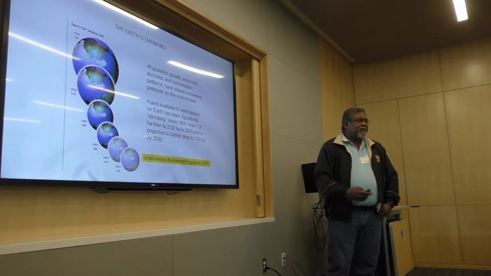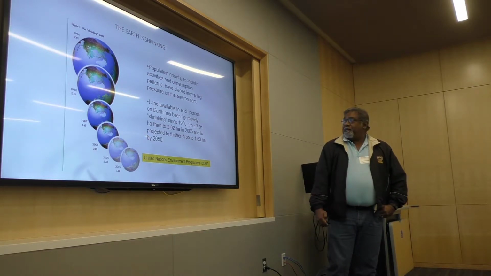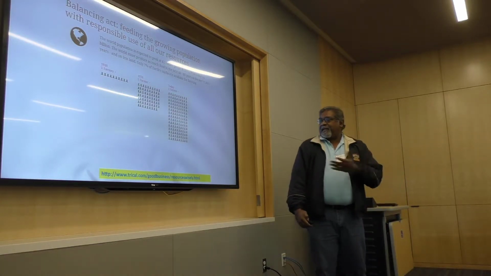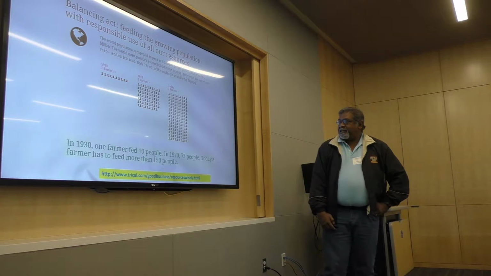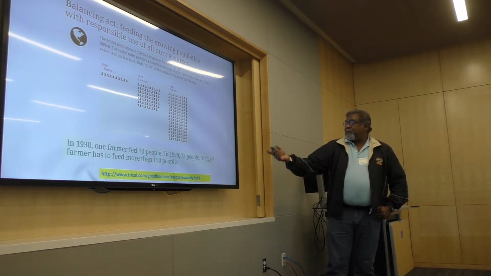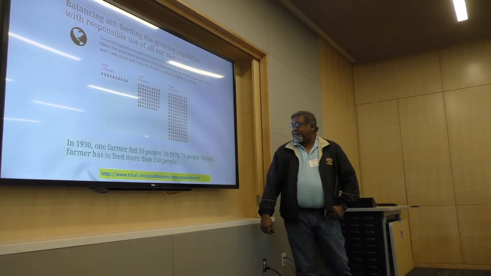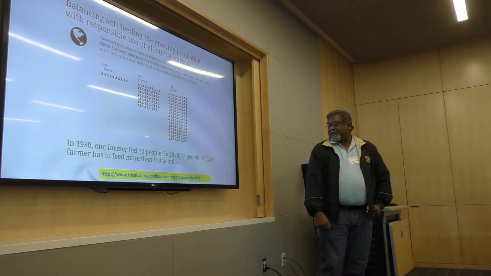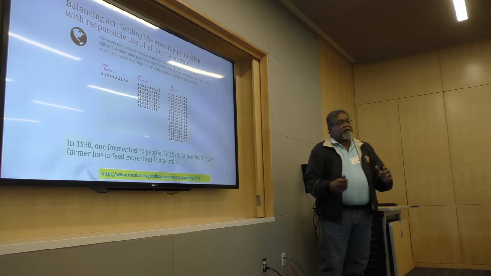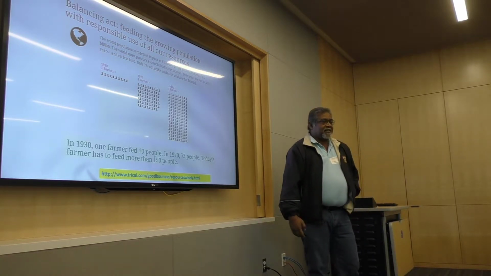What that means is while we have to feed more and more people with limited resources, we have to look at this balancing act. Here's an example: way back in 1930, one farmer would be expected to feed about 10 people. In about 1970, that went to 73 people, and now it's about 150. And what does that mean? It means we have to produce more and more food on less land with less and less resources.